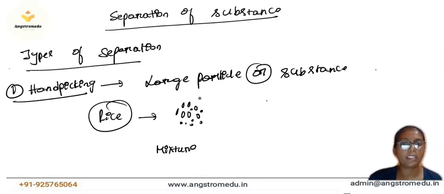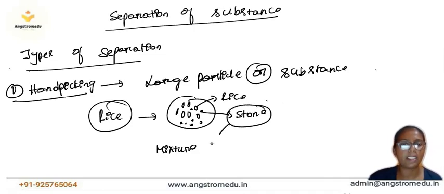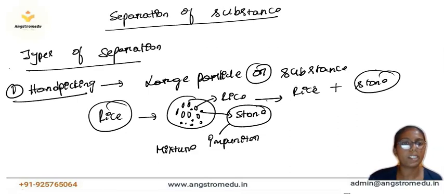We have to separate the pure particle that we need, which is rice. This is rice, and here this small particle is a stone. This is an impure particle, that is, an impurity. So we have to separate this. After separating, we get rice plus the stone. Here the stone is an impurity, and rice is a pure particle. This can be done by using the hand, so the process is known as hand picking.